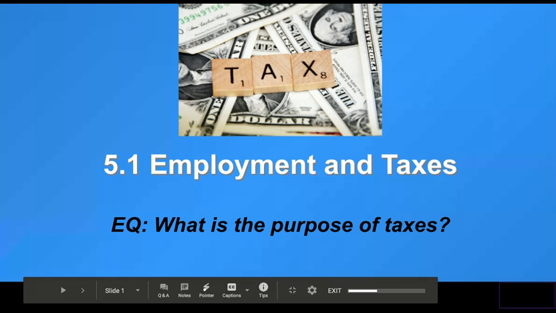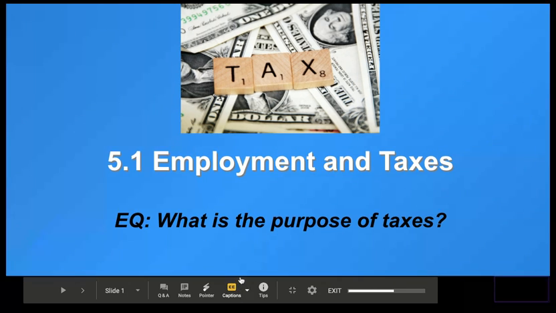Hello, Econ students. Today we are doing notes 5.1, Employment and Taxes. Your essential question: what is the purpose of taxes?